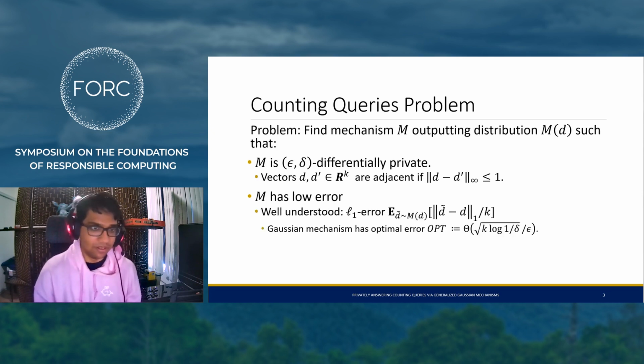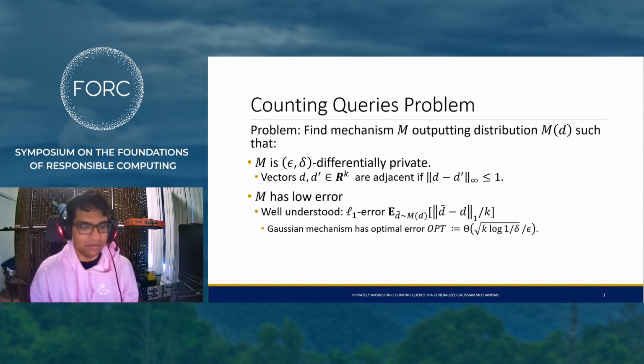So one type of error that's well understood is the L1 error. So the L1 error is if I look at the expectation over the noisy vector d tilde, and I look at the L1 norm of d tilde minus d, divided by k. So effectively, this is just saying what's the expected amount of noise I add to each coordinate of d.